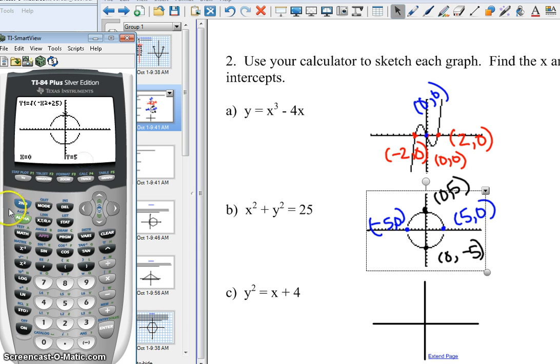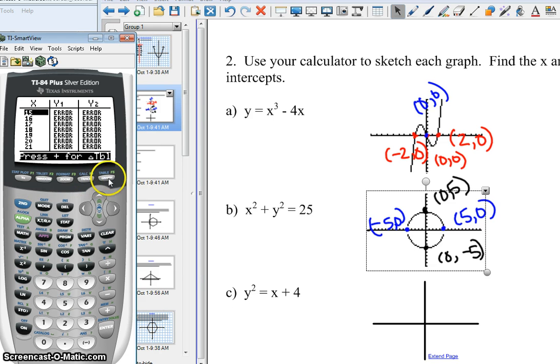Sometimes you can find it in the table when second calc value doesn't work. So let's try second table. And those numbers are too big. Let's go smaller. And so right here, you see the points 5, 0, and negative 5, 0. Those are your x-intercepts, the y1 and the y2. Wait, let's think about this.